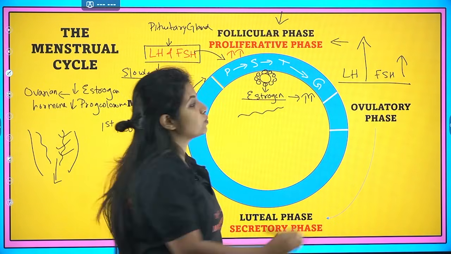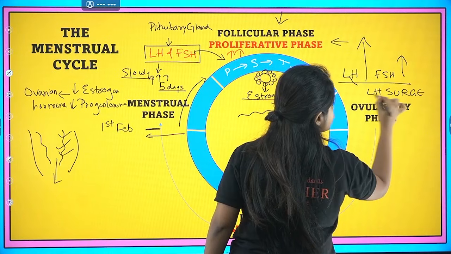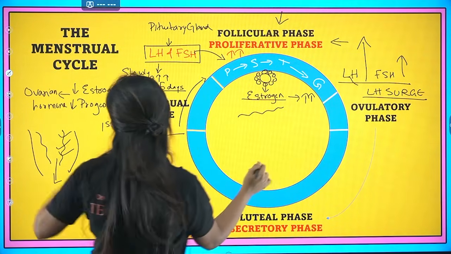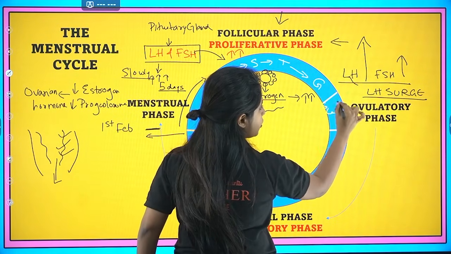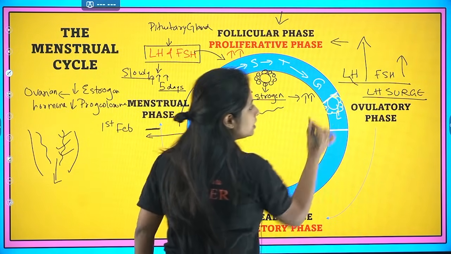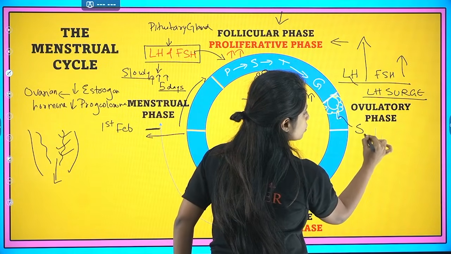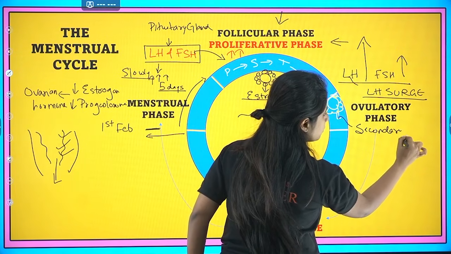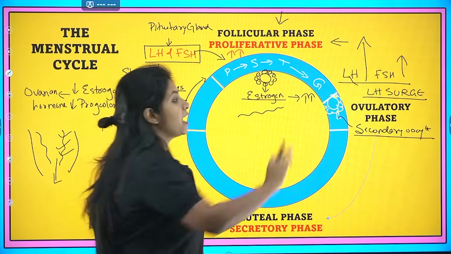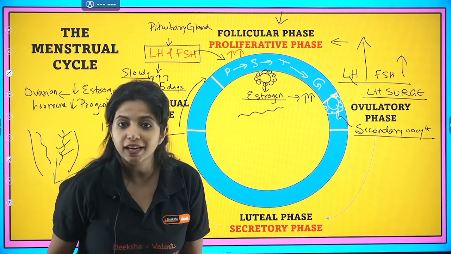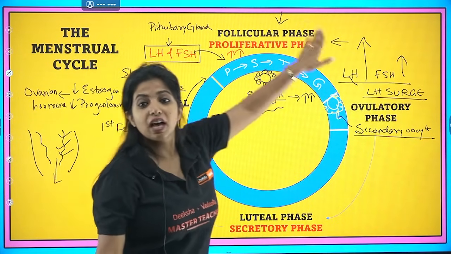And this is known as what? The LH surge, where the Graafian follicle is now going to rupture. Okay, the Graafian follicle will now rupture and release the secondary oocyte which was stuck. So the secondary oocyte, with its zona pellucida and corona radiata, is going to be released over here, and this phase is known as the ovulatory phase. And by this time we have reached half of the days. So from 1st February we started and we have reached half the cycle.